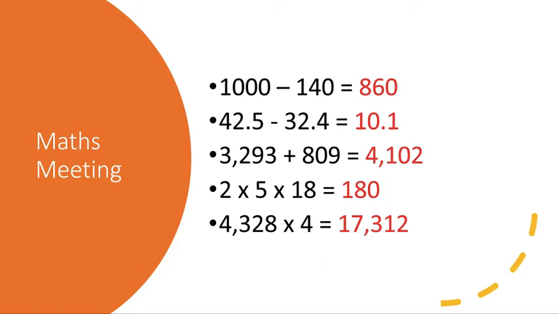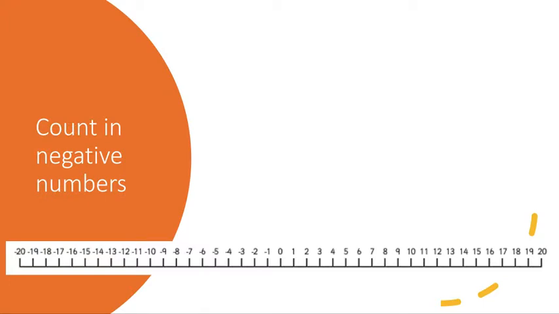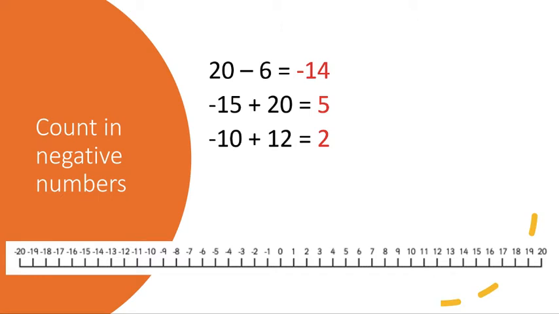Okay, answers from yesterday's session then. Yesterday we were counting in negative numbers. 20 take away 6, that's 20 count back 6 is minus 14. Minus 15 count on 20 is 5. Minus 10 count on 12, 2. 16 count back 23 is minus 7. And 8 count back 15 is minus 7.